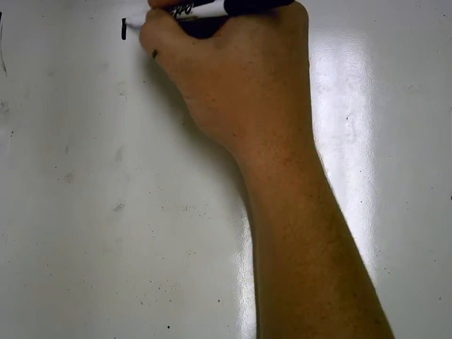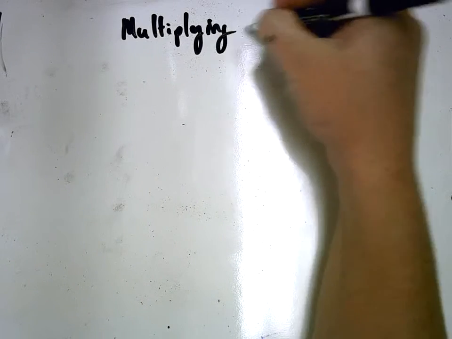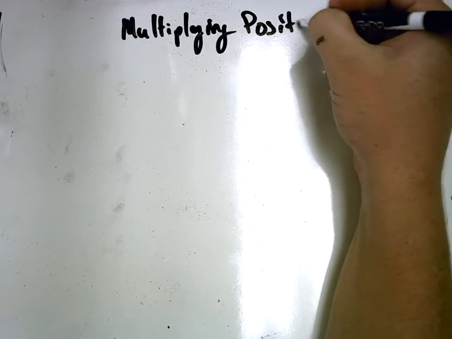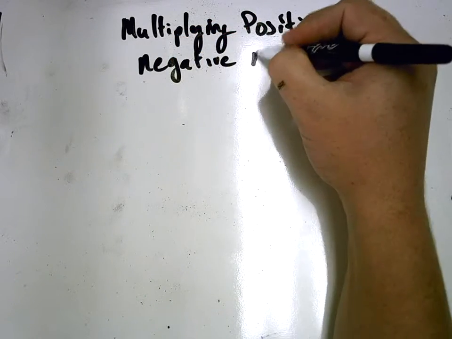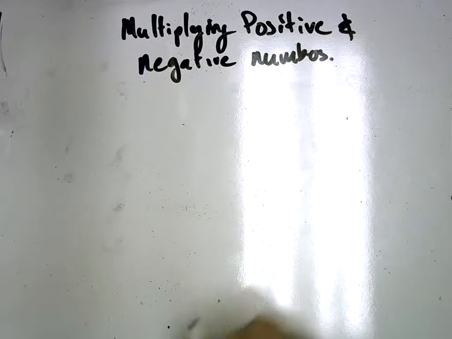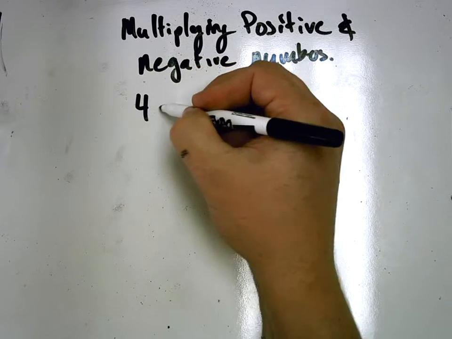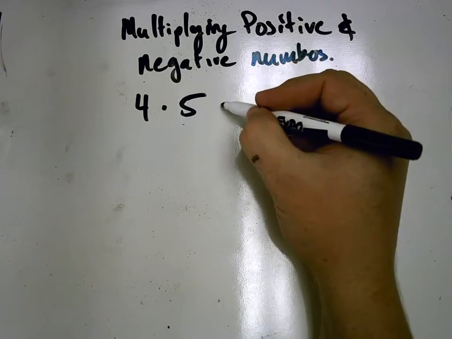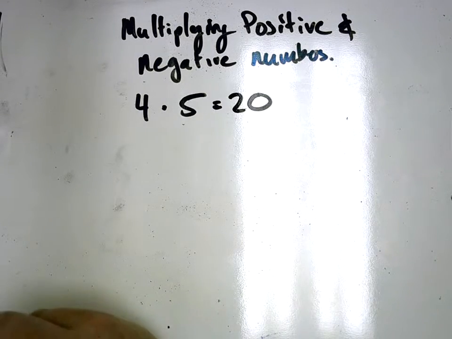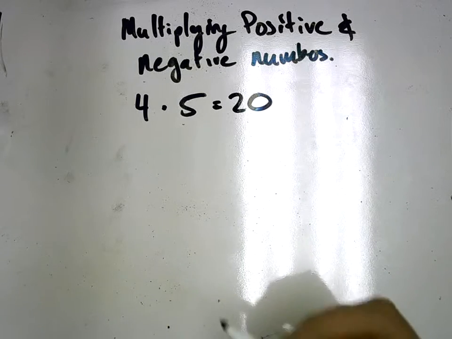Alright, so what we're going to be talking about today is multiplying positive and negative numbers. You're already familiar with how to multiply positive numbers. You probably could tell me right now what 4 times 5 is. Yep, it's 20.